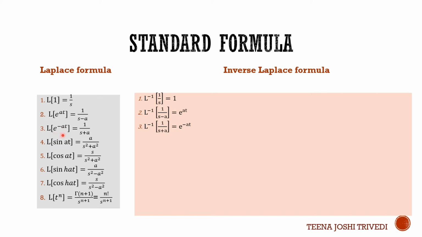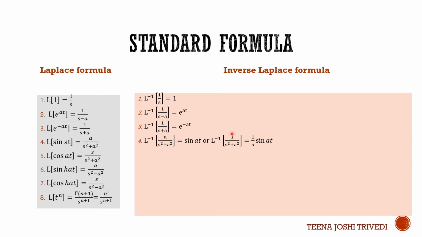Laplace transformation of e raised to power minus at is 1 upon s plus a. Similarly, we can say that Laplace inverse of 1 upon s plus a is equal to e raised to power minus at. Laplace transformation of sin at is a upon s square plus a square. So similarly you can say that Laplace inverse of a upon s square plus a square is equal to sin at. If constant is not given, means Laplace inverse of 1 upon s square plus a square, so this is equal to 1 upon a sin at.